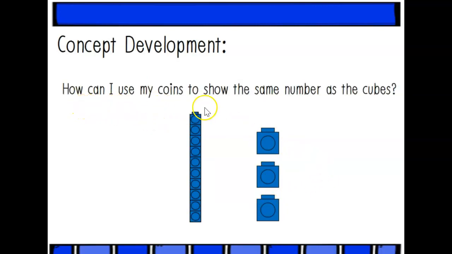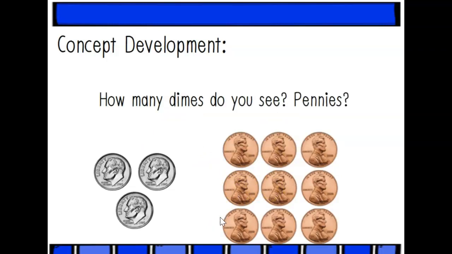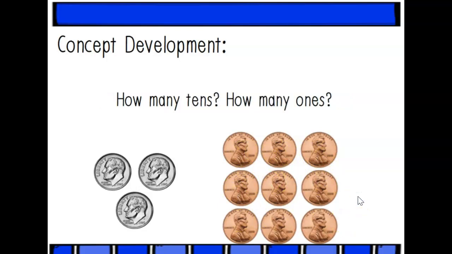How can I use coins to show the same number as cubes? As I said, 1 dime, 3 pennies. This makes 13 cents. Okay? How many dimes do you see? 1, 2, 3. How many pennies? 1, 2, 3, 4, 5, 6, 7, 8, 9.